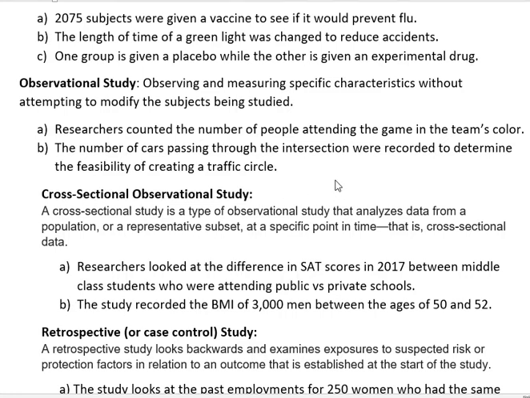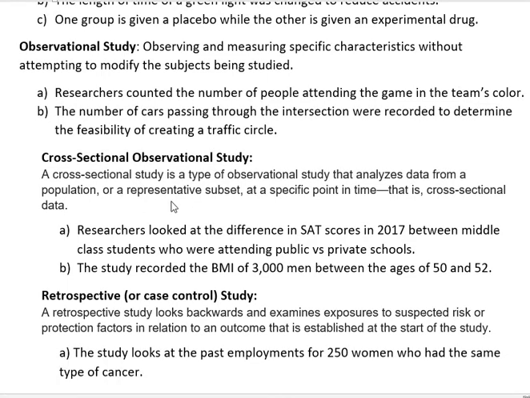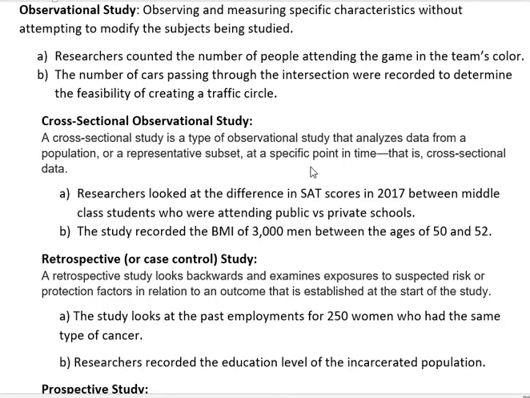You can have a cross-sectional observational study. A cross-sectional study is a type of observational study that analyzes data from a population or a representative subset at a specific point in time, and that is cross-sectional data. For instance, researchers look at the difference in SAT scores in 2017 between middle-class students who were attending public versus private schools. So they try to find a similar population, but some of them went to public, some went to private, and we're going to look and see how those two fared at this particular second.